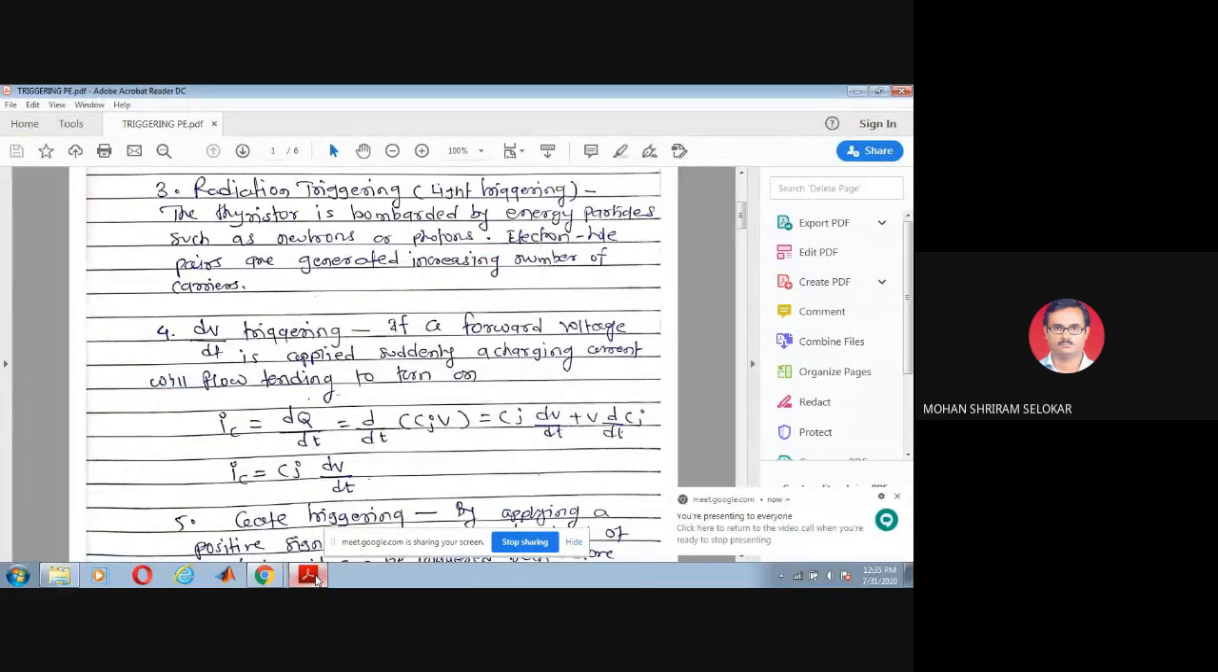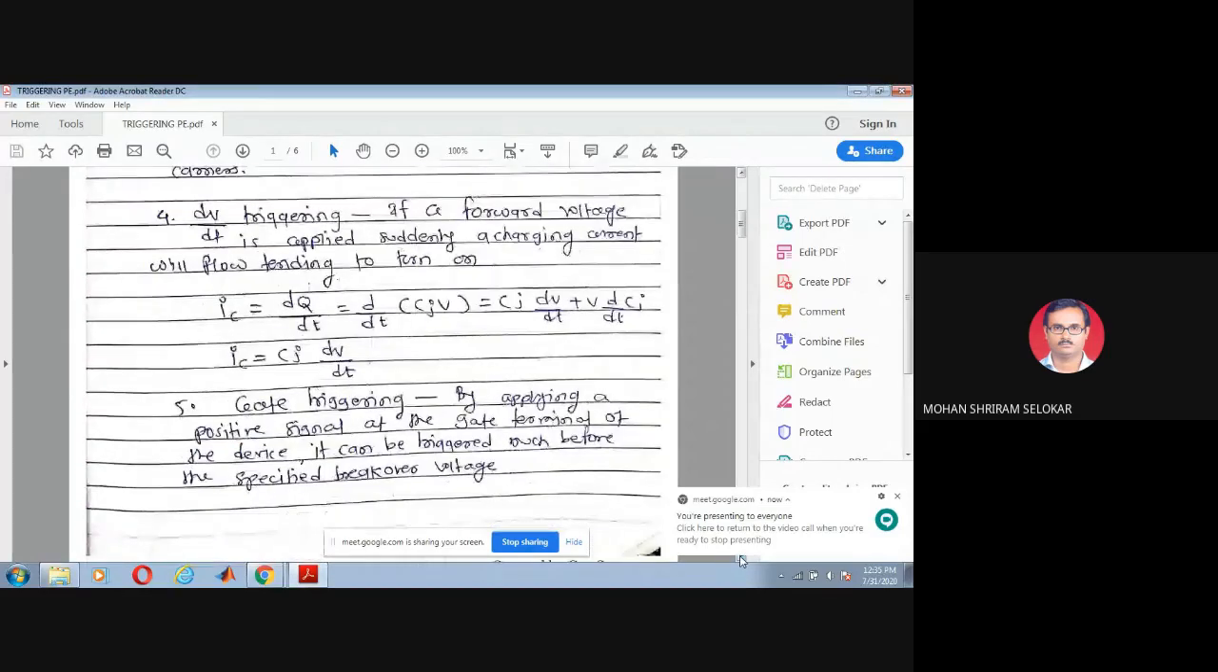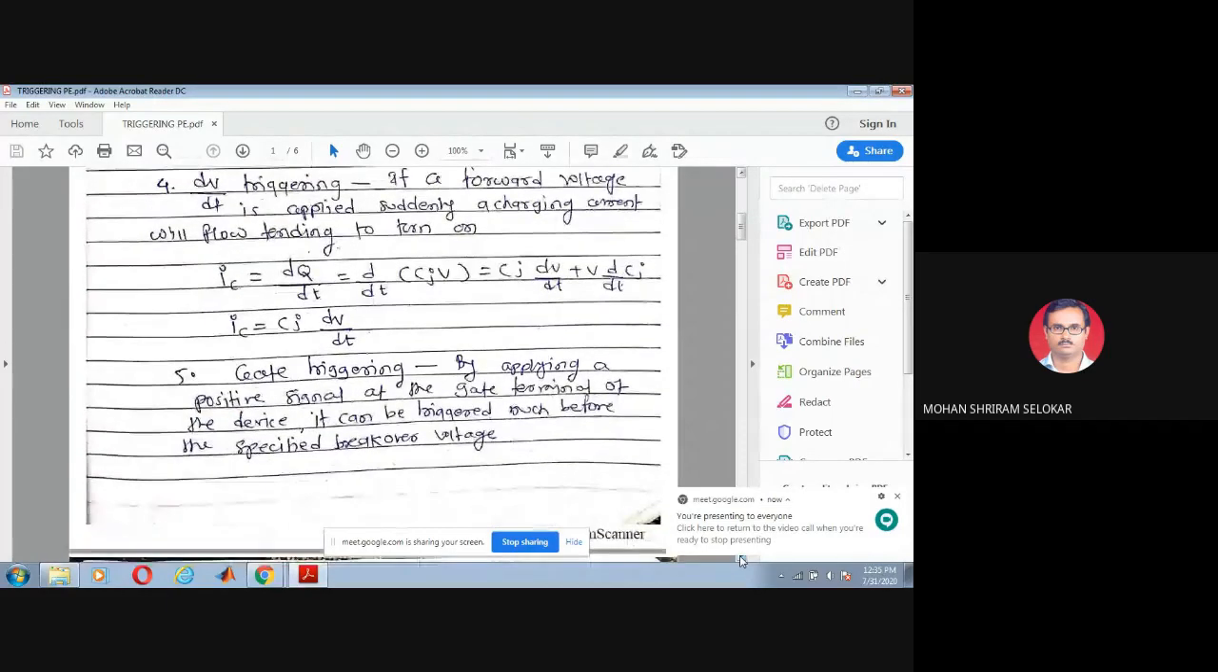Similar to that, another method to trigger the SCR is dI by dt. I didn't mention dI by dt triggering method here because there is no such difference between the dV by dt triggering and dI by dt triggering. Basically, what happens in dI by dt triggering also? There is a current.